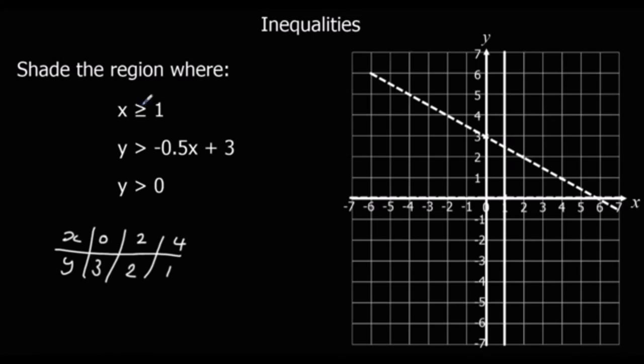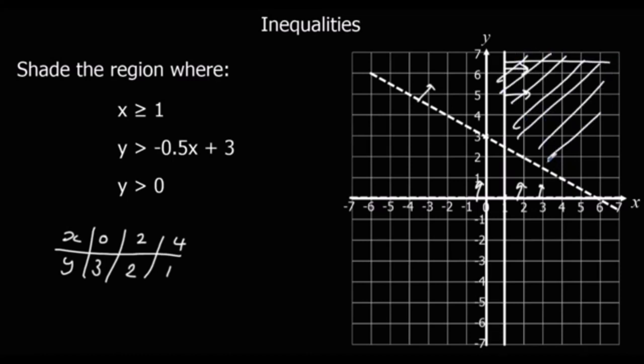So X is bigger or equal to 1, so that's this way on this line. Y is bigger than 0, so that's up from here. And Y is bigger than minus a half X plus 3, so that's Y is bigger on top, so that's this way. So it's this big region here we're going to shade. Usually the answer is the bit in between them all, but in this case we're shading the big region.